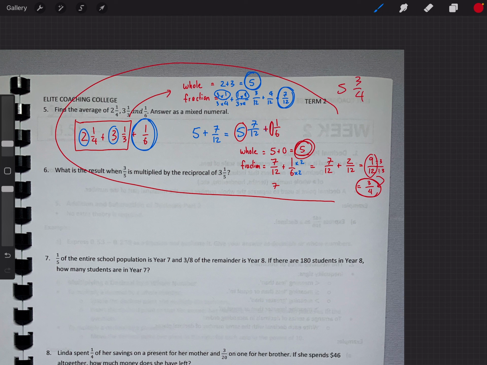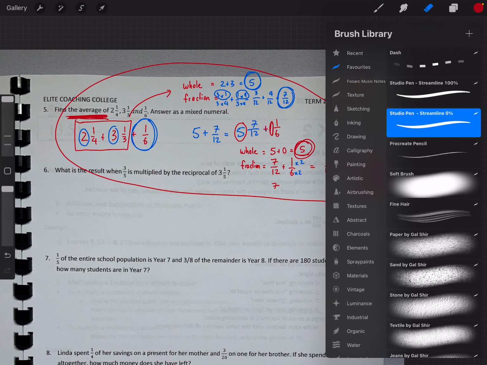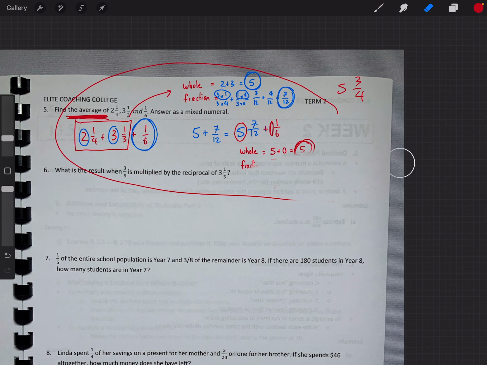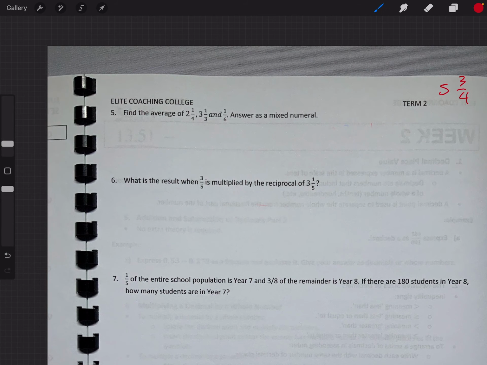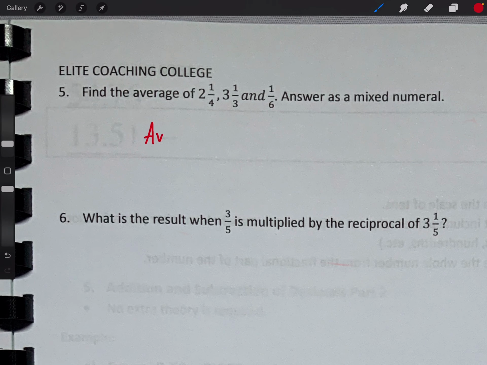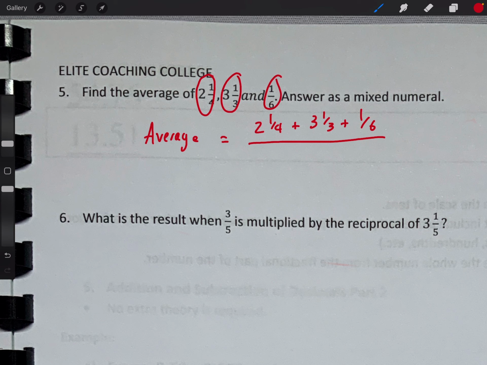But you're not done yet, because we're looking for the average. To find the average, let me just clear this up first, it's a bit messy. Okay, so once you add them all up, to find the average, we just add them all up. That's 2 1/4 plus 3 1/3 plus 1 on 6, and we divide it by how many numbers there are. How many numbers are there? There's 1 number, 2 numbers, 3 numbers, so we divide by 3.